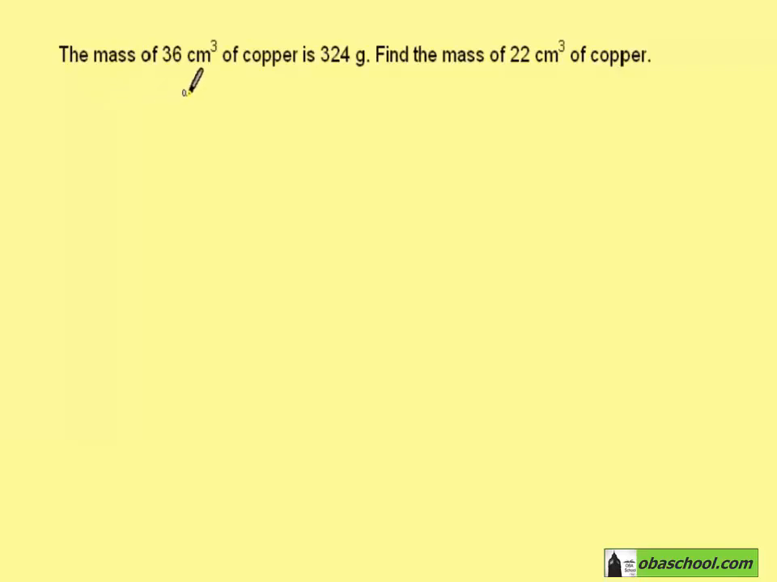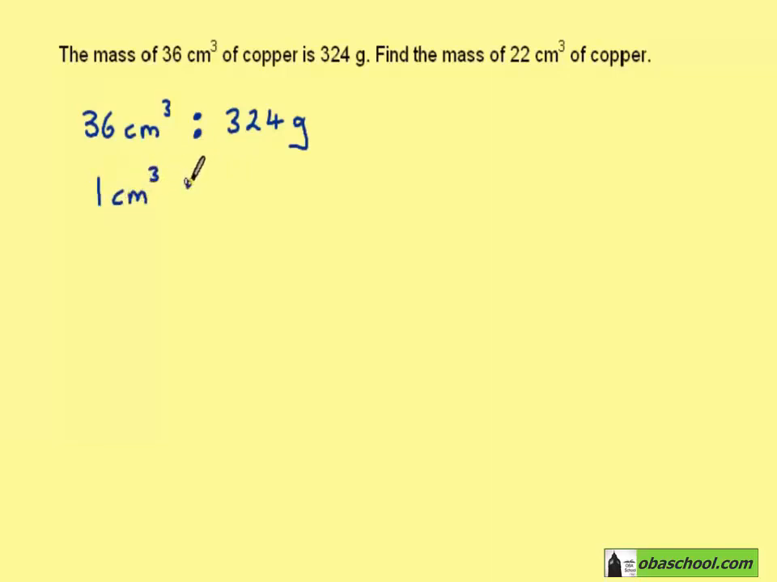The mass of 36 centimeters cubed of copper is 324 grams. We want to find the mass of 22 centimeters cubed of copper. So we know that 36 centimeters cubed is equivalent to 324 grams. It's easy to find 1 centimeter cubed. Just divide both sides by 36.